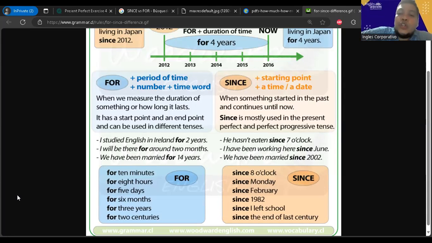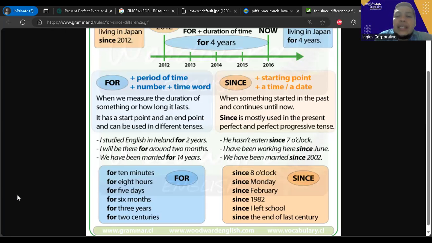All right. So, usando el mismo ejemplo que acabamos de ocupar, de he estudiado inglés por 4 meses, we are going to go to since. What would be the difference in since? Que con since estamos hablando de un starting point, ¿verdad? De un punto de inicio, right? When something is starting in the past and continues until now. Usamos un time, specific time, o una fecha específica, or date, all right?